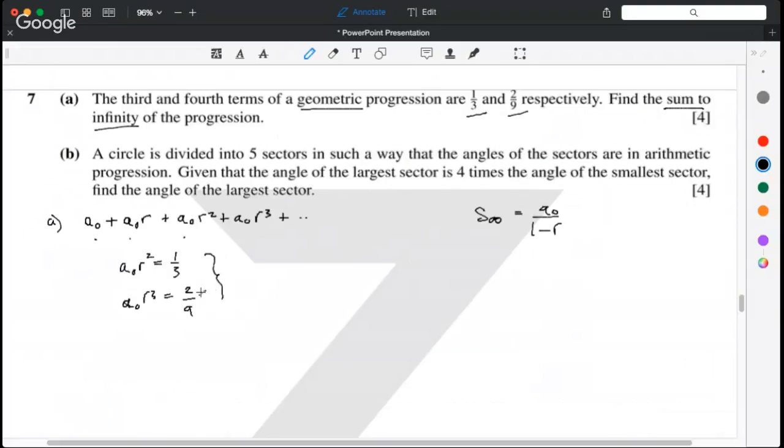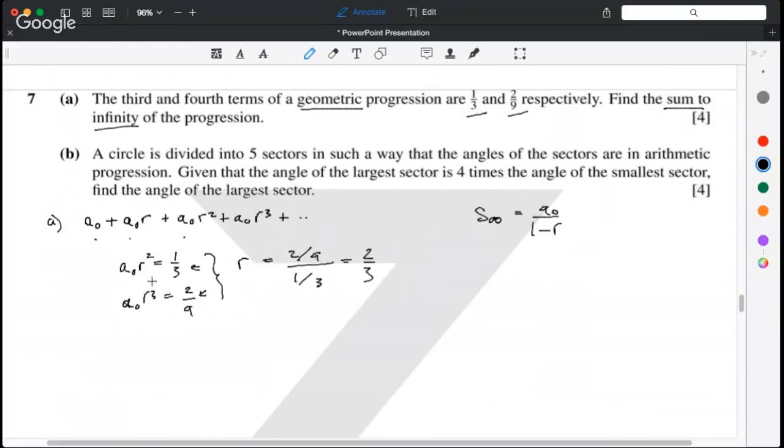So I'm going to take this guy and divide it by that guy. And that means the a naughts cancel, r cubed divided by r squared gives me r, which is 2/9 over 1/3, which is 2/3. Hey, that's a good cross check, because we expected the common ratio to be less than 1, and it is. It's 2/3. So that's great. That means we're going to get a convergent series.